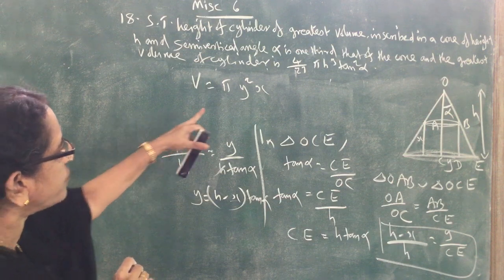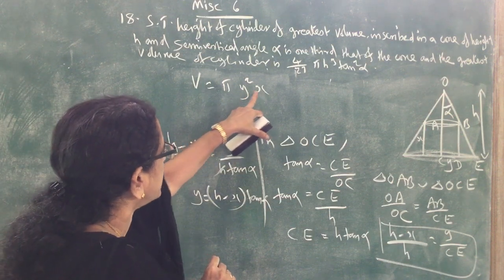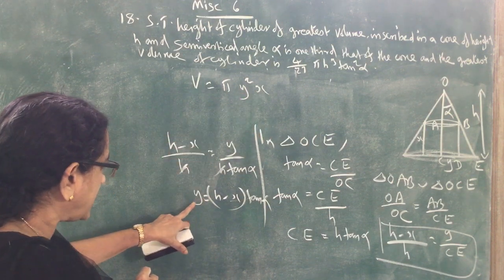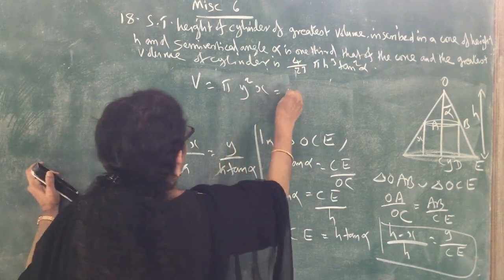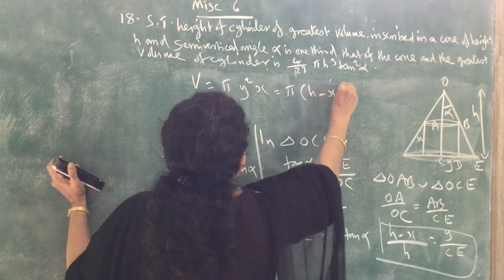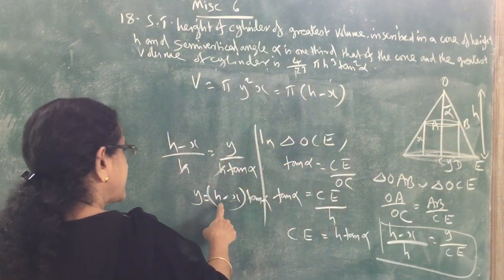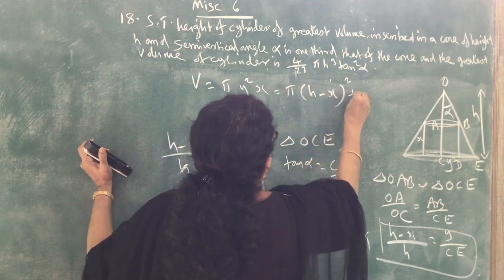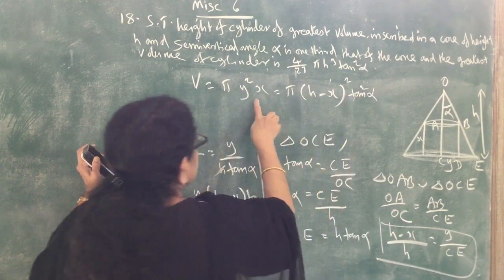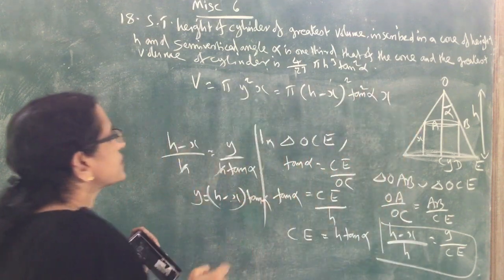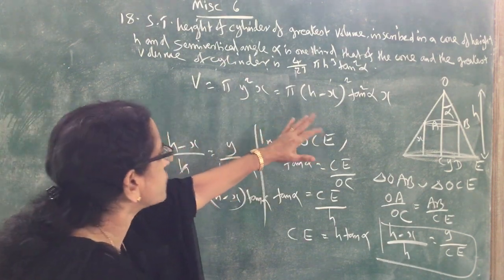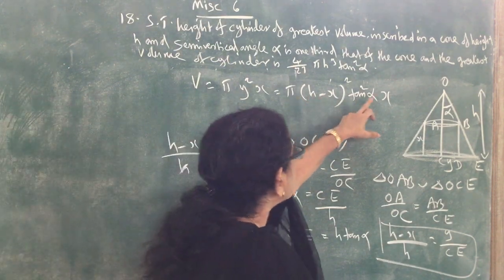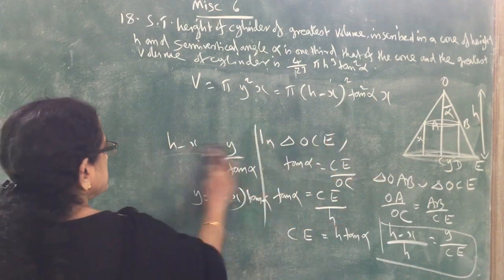So we have to eliminate one variable. There are two variables, x and y. So we can eliminate y using y equal to h minus x tan alpha. Substituting, we get pi into h minus x tan alpha whole square, that is h minus x whole square into tan square alpha into x. So we wrote the volume in terms of only one variable x, because h and alpha are given constants.